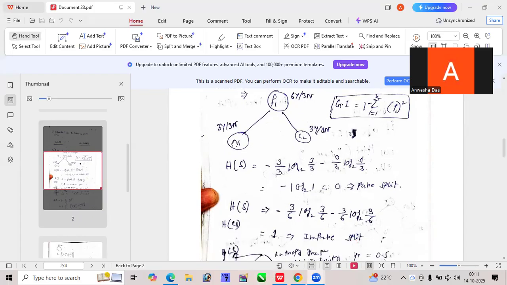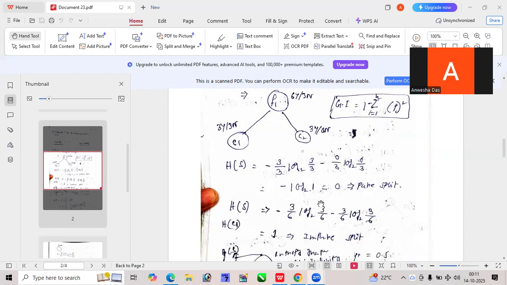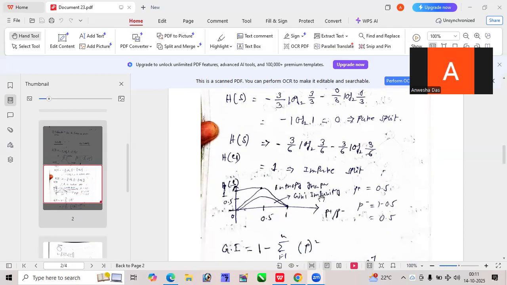If you consider this one, then it will be minus 6 by 9 log base 2 of 6 by 9 minus 3 by 9 log base 2 of 3 by 9. So in that way, we can calculate the entropy. Okay. So if you draw the plot, the minimum value of the entropy is 0 and the maximum value is 1.